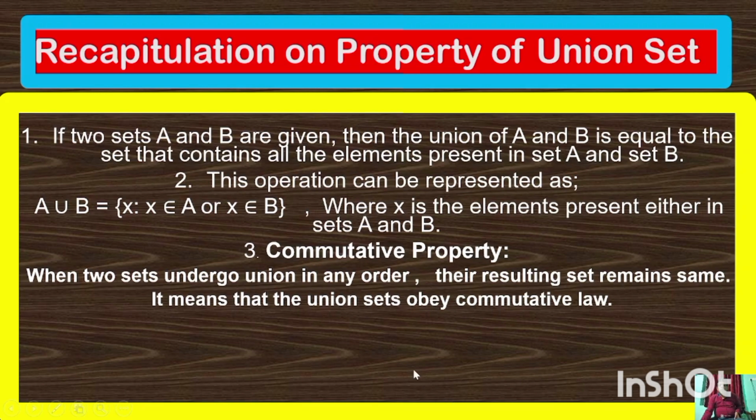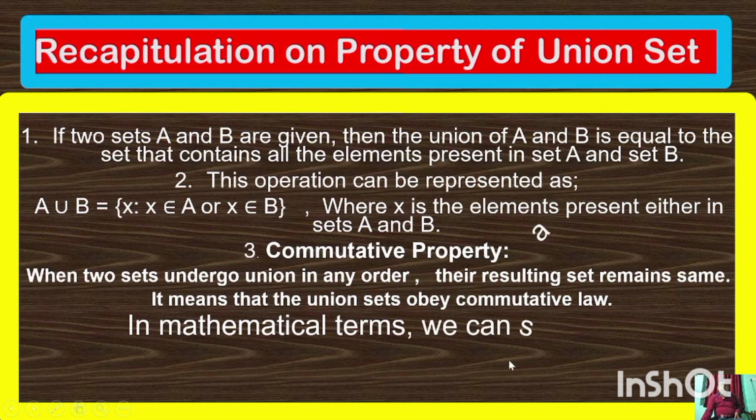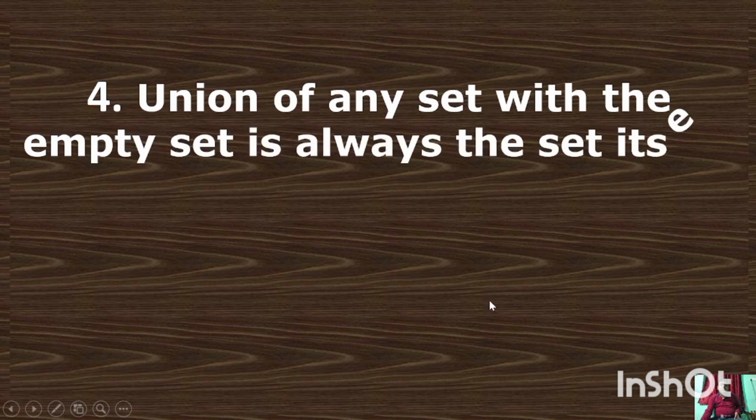Okay, the set union obeys the commutative law, and as already discussed, A union B is equal to B union A. And another property already discussed. Remember this, students.